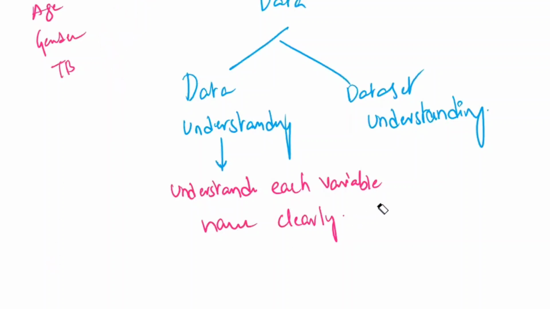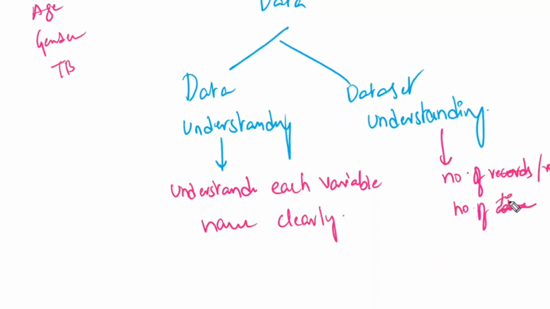So we have to understand each and every variable name clearly, and its meaning. Age, gender, TB, DB, whatever you have, you have to understand completely. The second one is data set understanding. Data set understanding is the number of records. How many records were given in the data set? This data set might be different. So number of records, number of columns. Records are nothing but rows. Records are called rows.